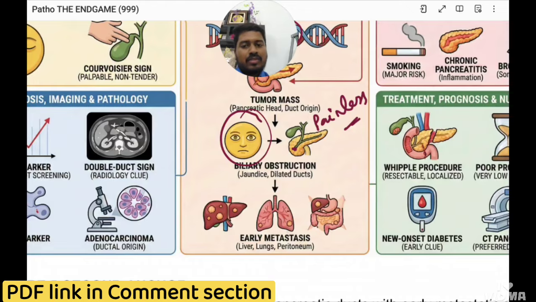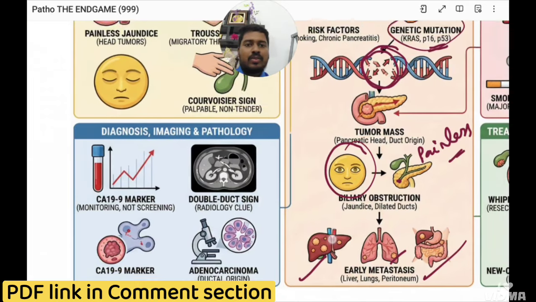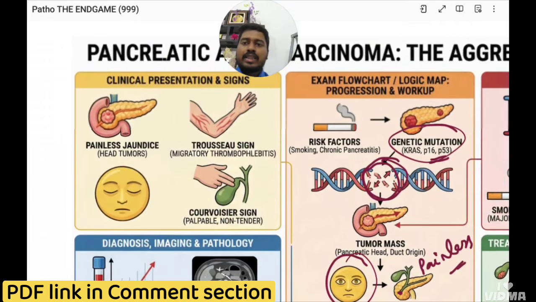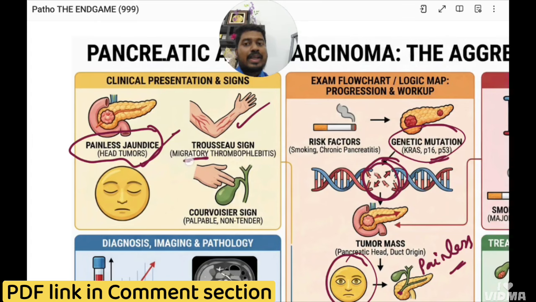Metastasis also occurs very early. Okay, and it can go to liver, lungs, and stomach. Wherever there is a lymphatic route, it will go through that. Next, what is the clinical presentation? One is painless jaundice, as I told. Second is Trousseau sign. What is Trousseau sign? There is migratory.